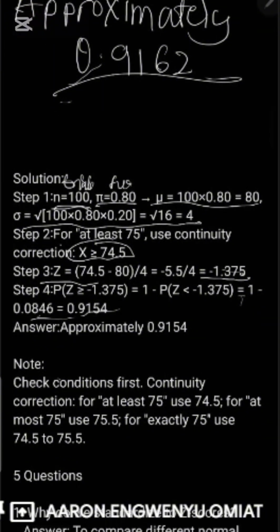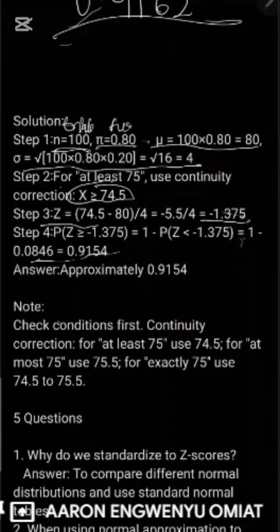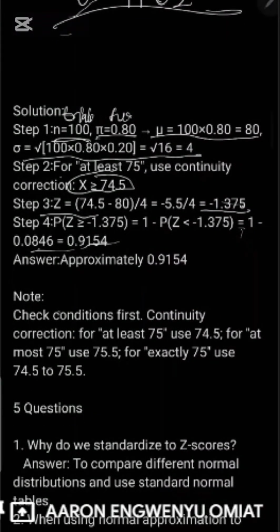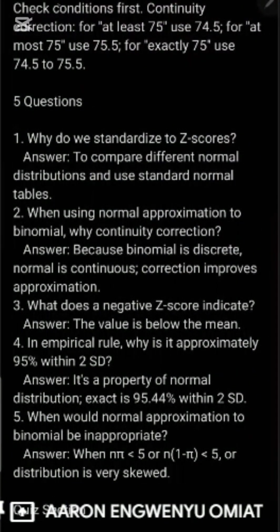Let me go through the answers quickly. No one's going to ask you this in an exam. So we standardize to Z scores so that we can compare different normal distributions and use the standard normal table. So it is because we want to use the standard normal tables.